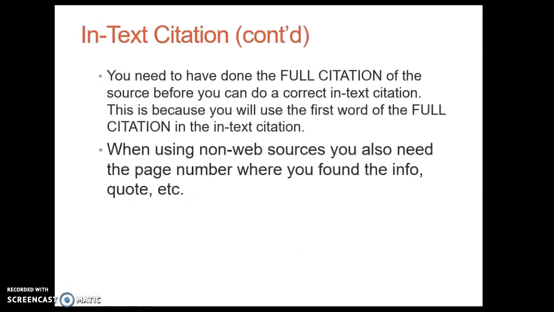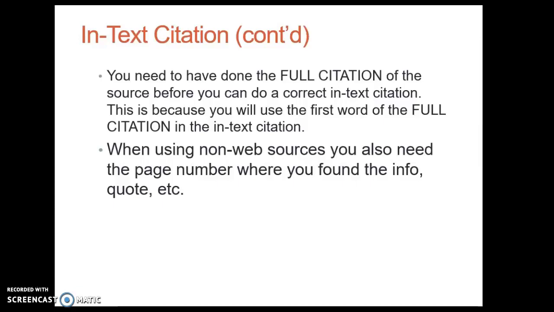Once you have figured out where you need to cite, it's important that you're including in-text citations correctly. You need to have done the full citation of the source before you can do a correct in-text citation. This is because you will need the first word of the full citation in your works cited page in the in-text citation. So generally that first word is the author's last name, but at other times it can sometimes be the title, the publisher information, an organization's name. Oftentimes though it is the author's last name. Either way, it's always that first word in the works cited citation.